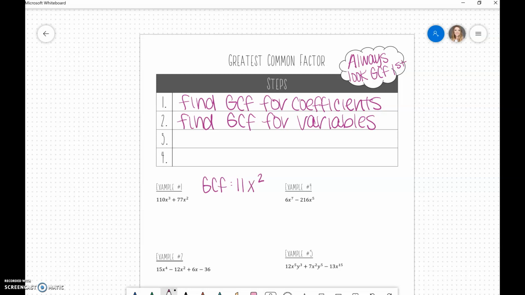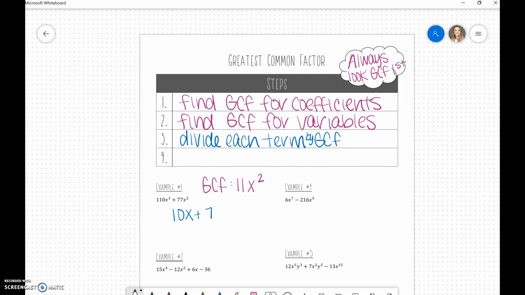So once you have your greatest common factor, essentially what you're going to do is undo the distributive property. And so we're going to divide each term by that GCF. So 110 divided by 11 would end up giving us 10. X cubed, I'm going to take away that equal sign quick, and then x cubed divided by x squared will give us an x. 77 divided by 11 is 7. And x squared divided by x squared will cancel and get 1.